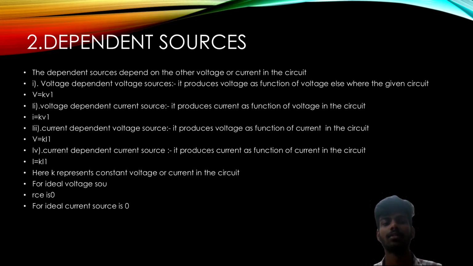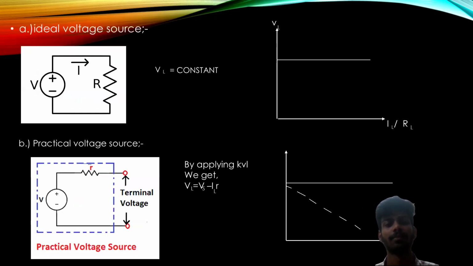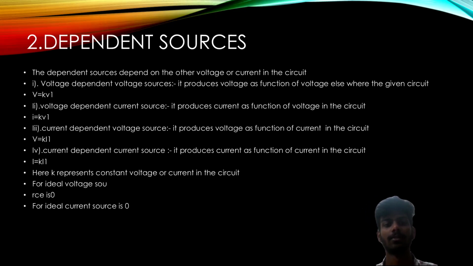In an ideal voltage source, in independent sources, the internal resistance is zero. In an ideal current source, in independent sources, the internal resistance is infinity, as we saw there. Here, if we keep R equal to zero, it is an ideal voltage source. So an ideal voltage source has zero internal resistance. And if we keep R equal to infinity, you will get an ideal current source. So in an ideal current source, R is infinity.